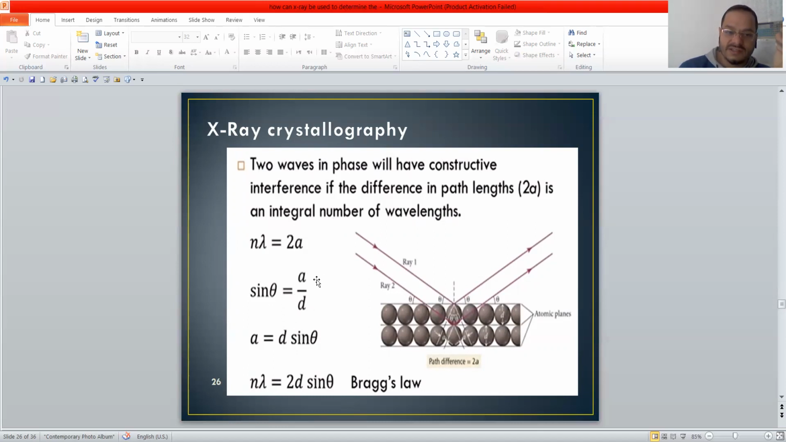Let's calculate a. a will be d sine theta here. Let's put d sine theta instead of a, so n lambda equals 2d sine theta. Like that, you have Bragg's law. Here is Bragg's law. We will use it in this field.